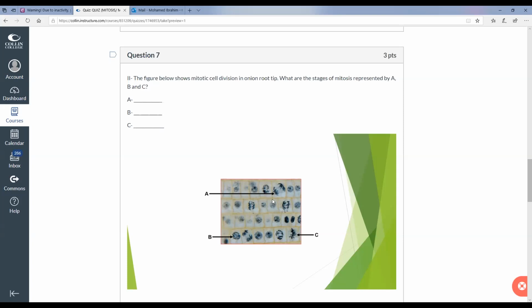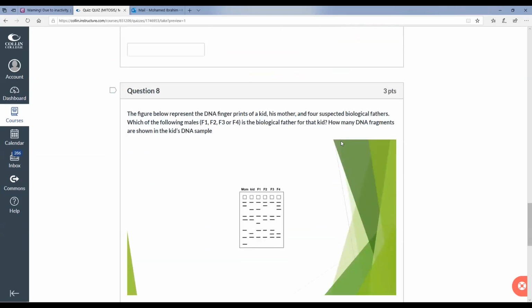What is the difference? This is different timing. So if I ask you which one happened first, this one happened first because the sister chromatids are still kind of close to each other. Here, they are separated further from each other. So this is very important in your practical.